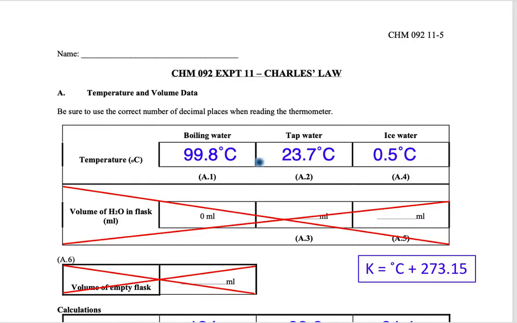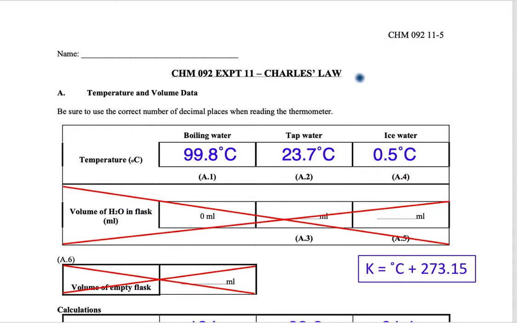What I want to do in this video is really just sort of lead you through the data analysis and then just talk about a few things with the calculations that you see at the end of this lab. And so let's just do a little bit of background on Charles's law.